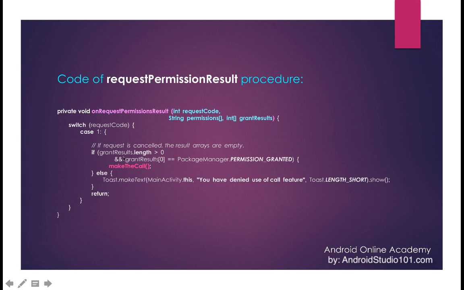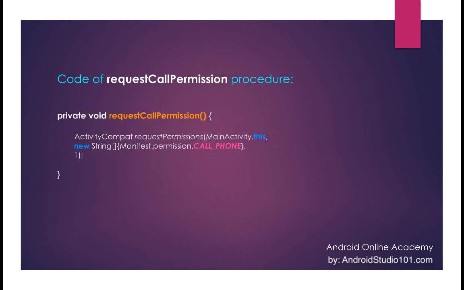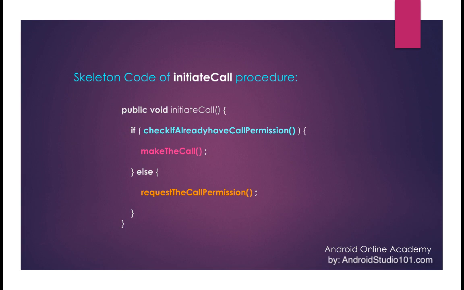So it's here, if grant results int is greater than 0 and grant results is 0 here, the first index of grant results equals package manager dot permission granted, and then make the call. So it calls the make the call procedure. So there are two procedures that call the actual make the call procedure, which makes the actual call.